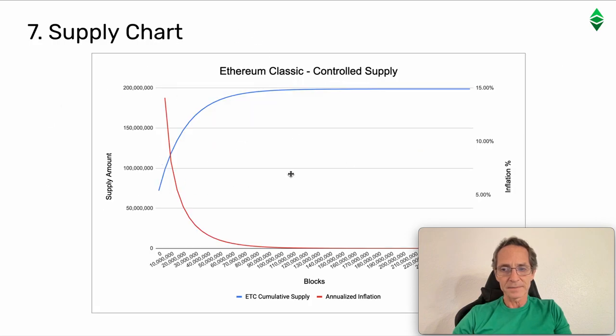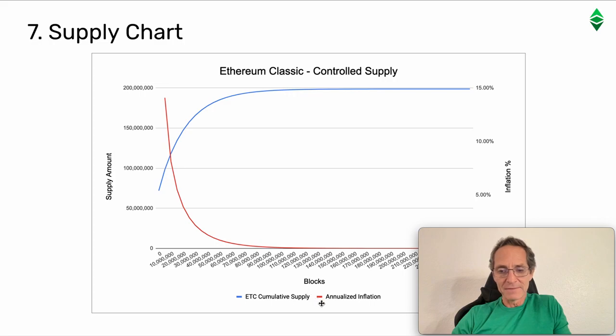So this is a chart of the most likely scenario where you have the ETC supply cap, or the cumulative supply. So it started here more or less at 72 million with the pre-mine on block 0, or the Genesis block. And then from then on, the supply increased significantly at the beginning, but then it decelerates a lot, which is more or less where we are now. And it will tend to 199 million asymptotically.